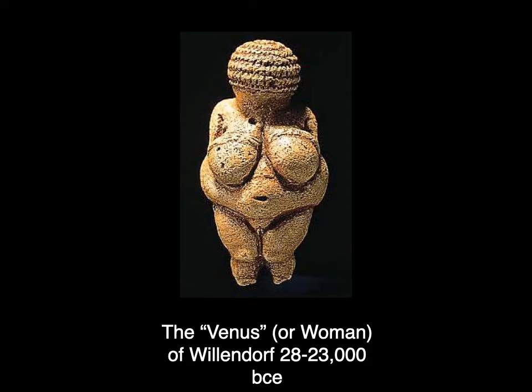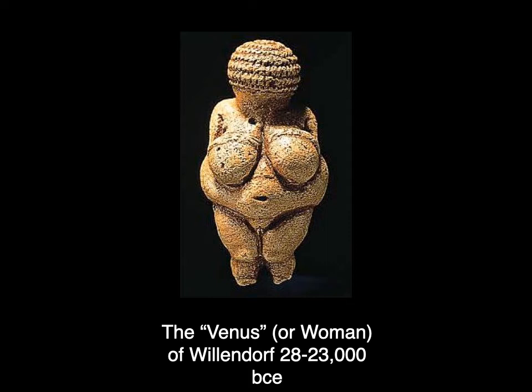Here's what's traditionally referred to as the Venus of Willendorf, or the Woman of Willendorf. As with other Paleo-Venuses, the name is really misleading. It's just a label, nothing more. Definitely it's not an inference of any intent of the person making it. But this stylized female form is from 28,000 to 23,000 BCE.